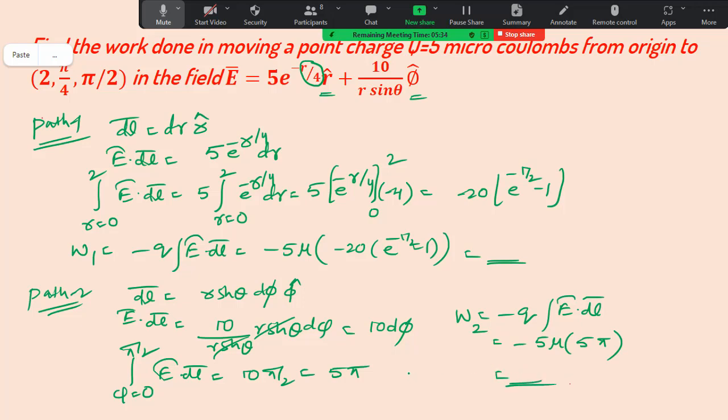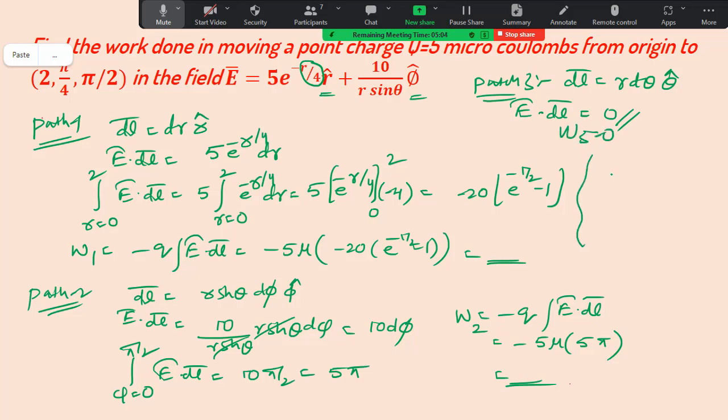Then in path 3, we got dl bar is actually due to the change in theta. That means r d theta theta cap. But fortunately, in E bar you don't have a theta component. You can see that only the R component and phi component are there. So when you perform the dot product with theta cap, this E bar dot dl bar will give 0. That means W3 is 0.